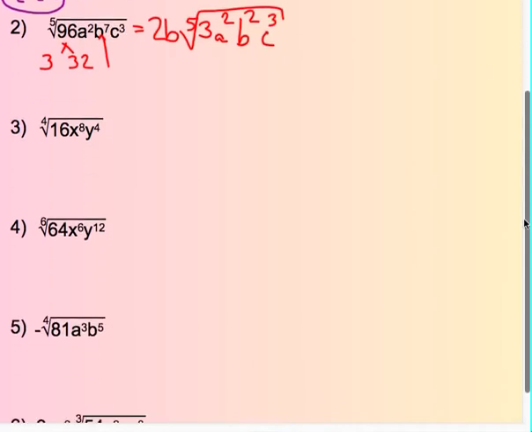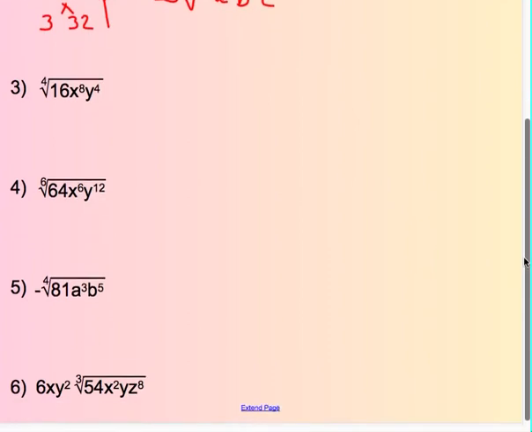All right, question 3. We're looking for fourths now. Well, 16 is 2 to the 4th power, so that whole expression will come out from under the radical. X to the 8th, if you take 8 divided by 4, you get 2, so we have x squared. And y to the 4th, 4 divided by 4 is 1. So we had a perfect fourth under our radical with nothing left over.